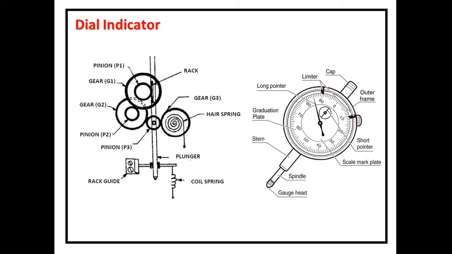Whatever your input signal is, whatever workpiece you want to measure, you have to keep it below this plunger. Depending upon the size of the workpiece, the plunger will move in an upward or downward direction, and accordingly this upward and downward movement of the plunger is magnified here and shown by this pointer. So this pointer shows the magnified movement on this calibrated scale.